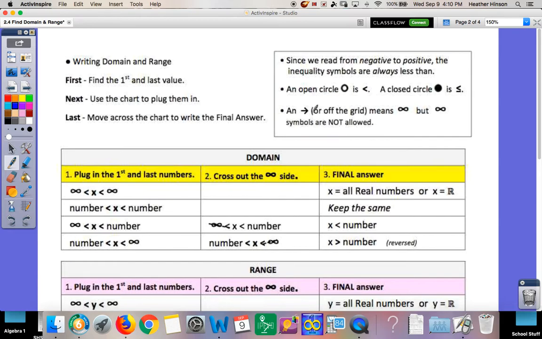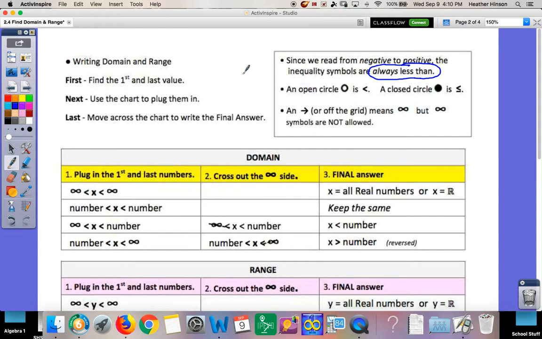So like I said, we're going to read from negative to positive. We're going to go left to right or bottom to top, depending on if you're looking at domain or range. And your inequality symbols are always less than. Open circles are just less than. Closed circles are less than or equal to.